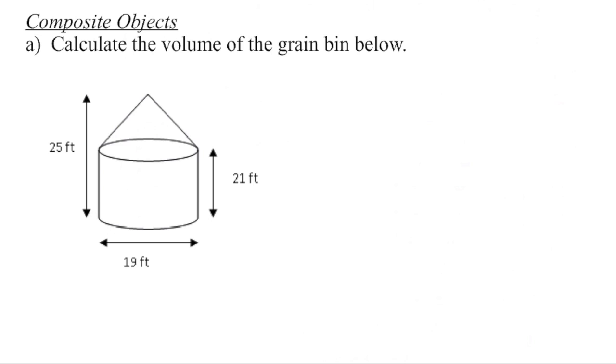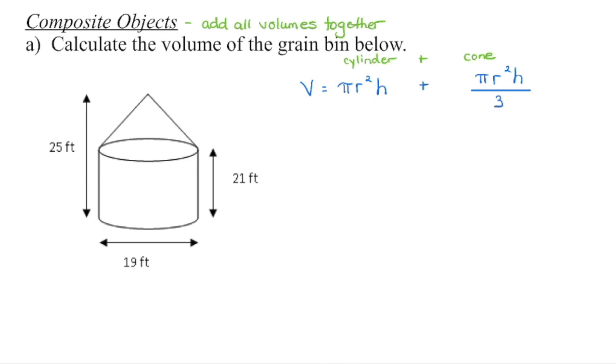So we recognize that we have a cylinder and a cone. So we're going to begin there by writing down the formula to find the volume of a cylinder, and then writing down the formula to find the volume of a cone. For my cylinder, pi is a constant. I'm given the diameter of the cylinder is 19 feet, so half of that will give me the radius. So if we divide 19 by 2, that will give me the radius, and we can see that the height of the cylinder is 21 feet, so we can substitute those in.